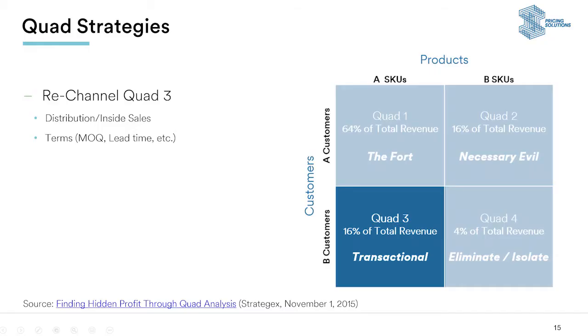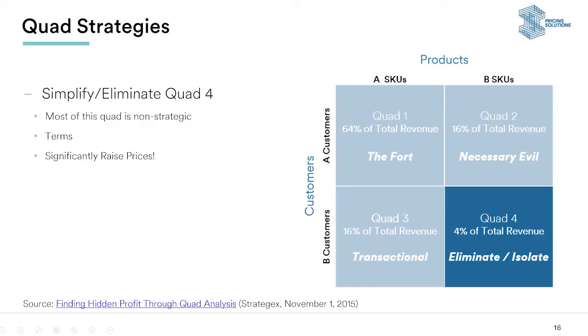Quad 3 is transactional. We've got 20s customers buying 80s products. They're really inefficient to serve. We should not be taking all their phone orders, serving them directly. Push them out to distribution, or get onto inside sales. We don't want external account management meeting with them. It's inefficient. The other thing is our terms, minimum order quantity, lead time, et cetera. We need to be really, really strict in terms of enforcement, and we need good policy for our waterfall. Okay, so that's back to pricing.